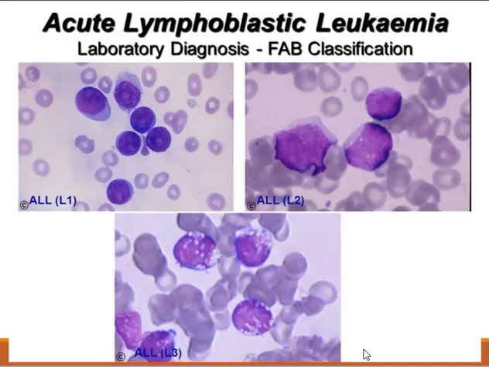So here are the pictures of L1, top left. You can see very small lymphoblasts. They usually come in groups. L2 is the more pleomorphic, the larger lymphoblasts that we're looking at. And then L3, you can see where there are vacuoles in there, very dark blue cytoplasm, and that's the Burkitt's, or L3.